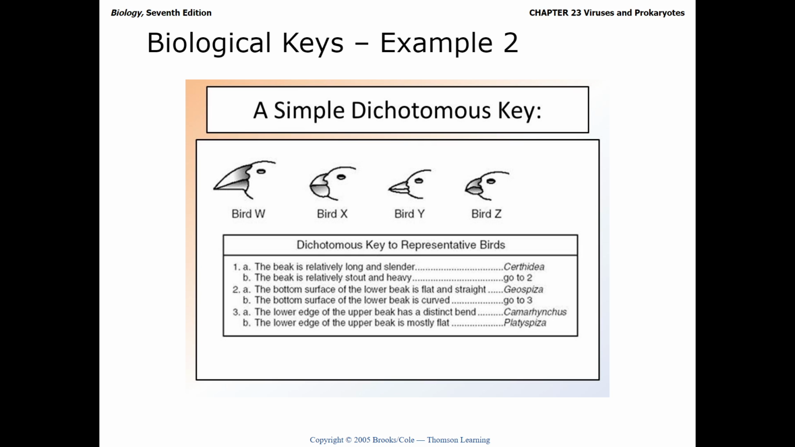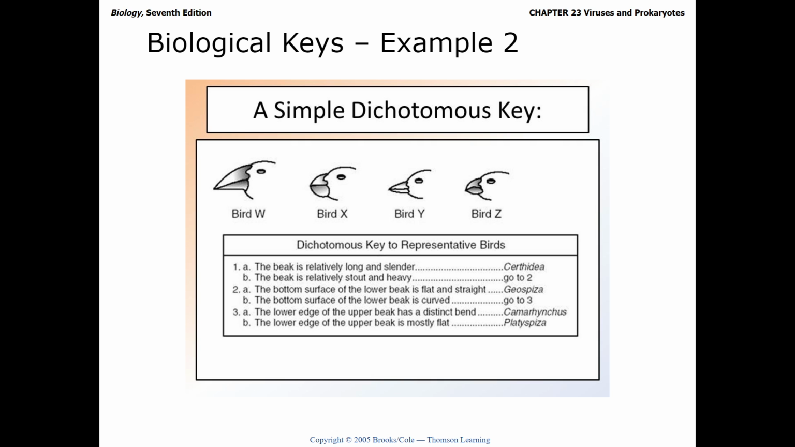There are other dichotomous keys that may look something like this, where you're given organisms with general names like bird W, X, Y, and Z. And you're trying to figure out what their species name is. What is their more specific name? So you'd answer questions in twos to best figure out which organism is which. Let's see if we can figure out which organism is bird W.